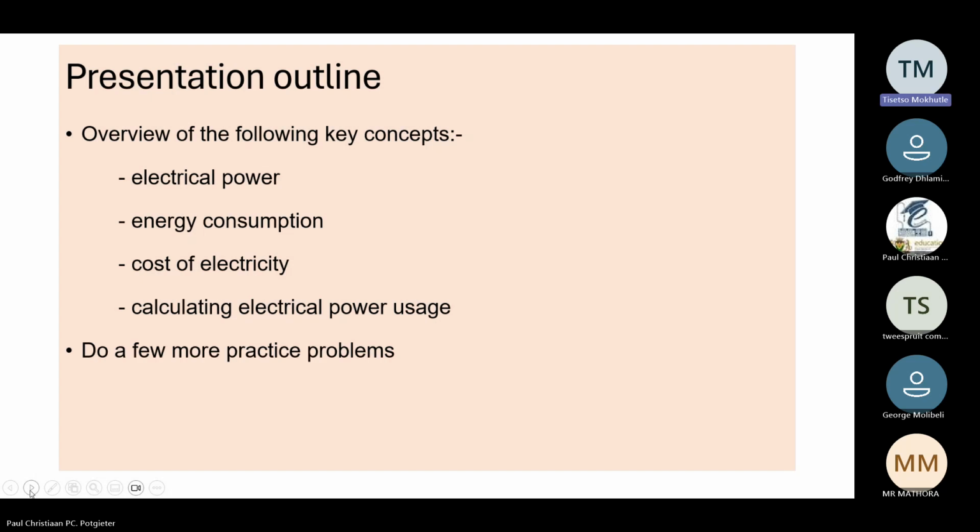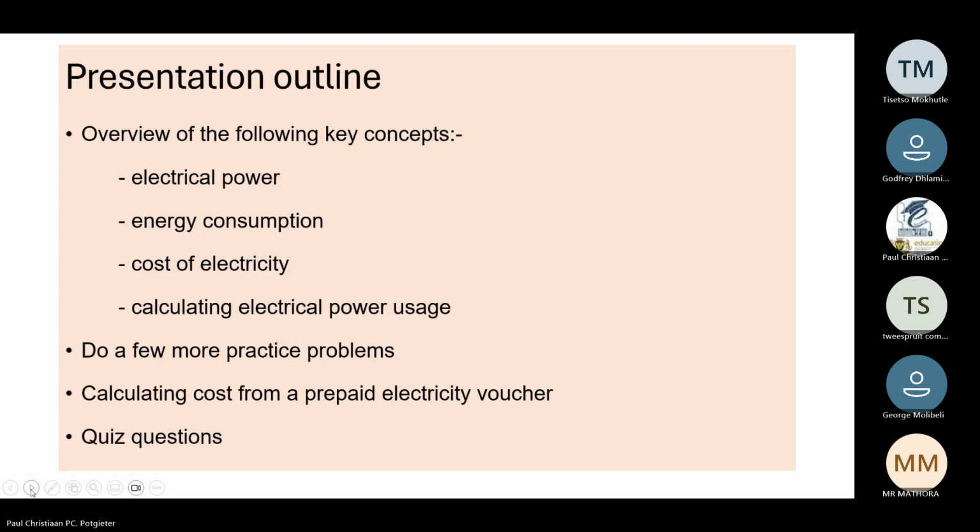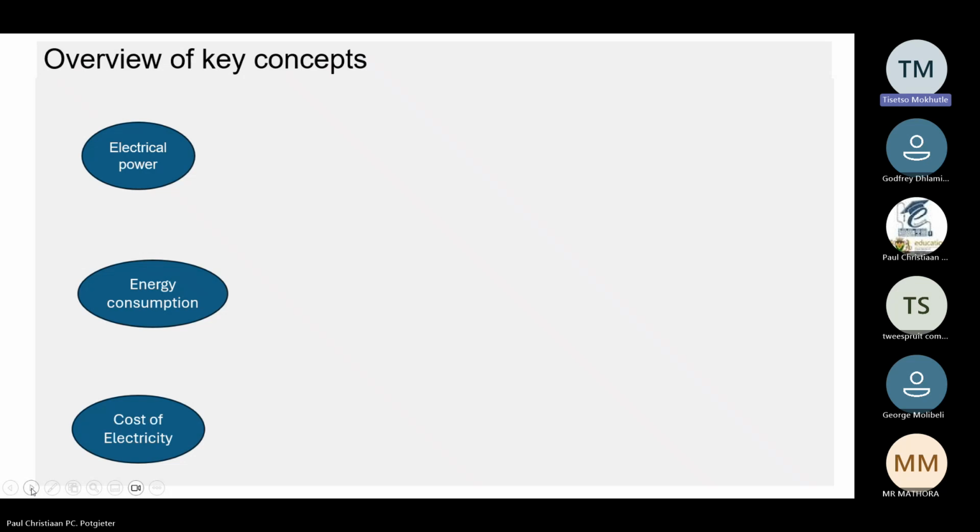Then we'll do a few more practice problems, and then calculating costs from a prepaid electricity voucher. And lastly, we'll conclude our lesson with the quiz questions for the learners. Okay, overview of the concepts.